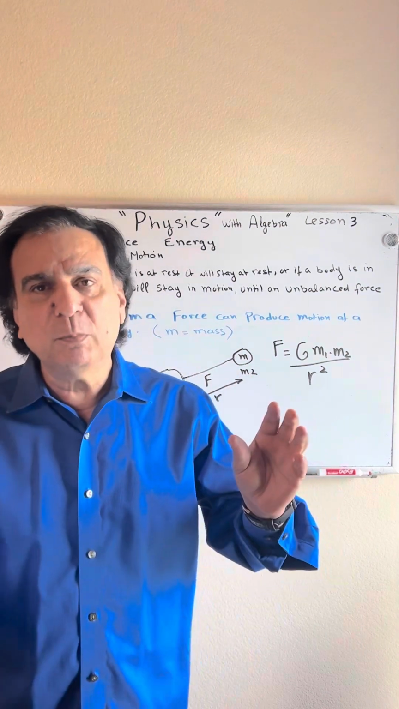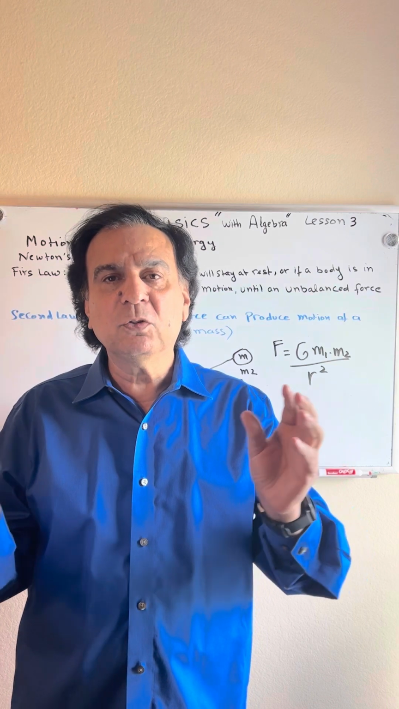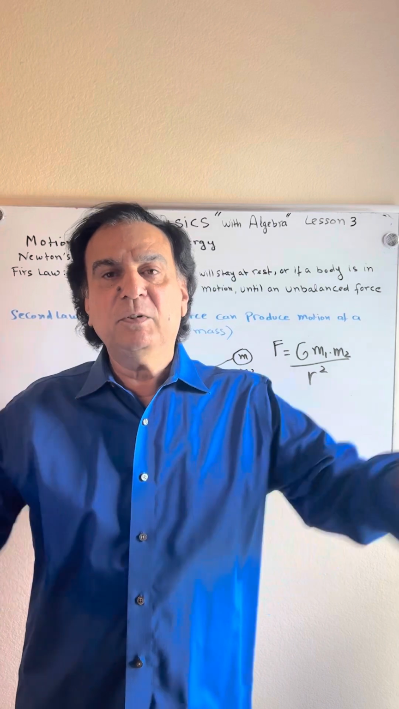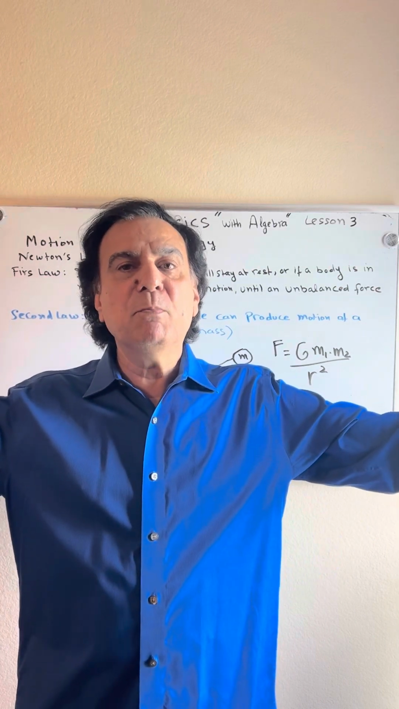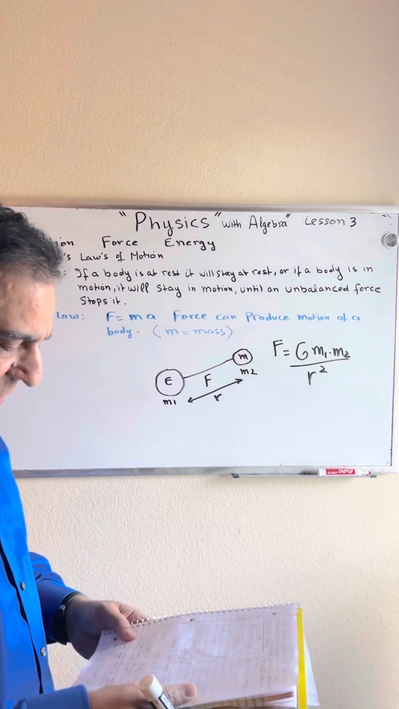So if two objects are closer, okay, you have to apply less force for them to hit each other. If they're far away, you got to apply more force. So that's what it is. That's what it's saying.